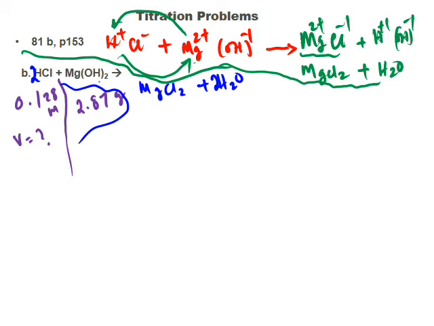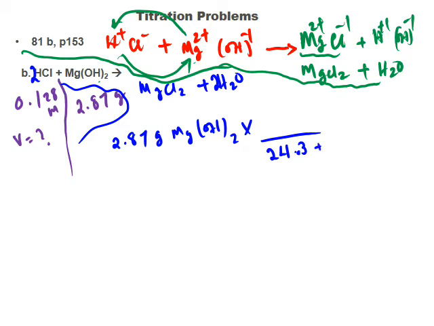Now, once it's balanced, you can do this calculation. So start with 2.87 gram of Mg(OH)2. And I need to get mole first. Magnesium is 24.3. Make sure you look at the periodic table. And oxygen is around 16. Hydrogen is 1. So that's 17 times 2. That's 34. So plus 34.